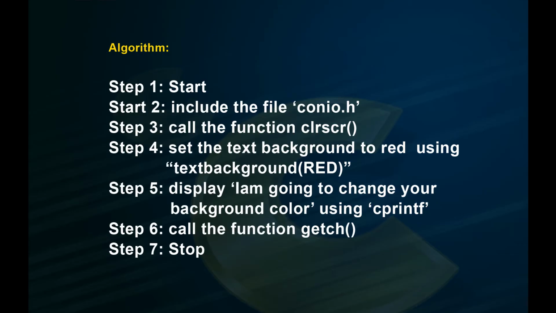In this program, we will look into how to change the background color of a given text. Look at the algorithm first. Step 1, start. Step 2, include the file conio.h. Step 3, call the function clrscr. Step 4, set the text background to red using textbackground. Step 5, display "I am going to change your background color" using cprintf. Step 6, call the function getch, and step 7, stop.